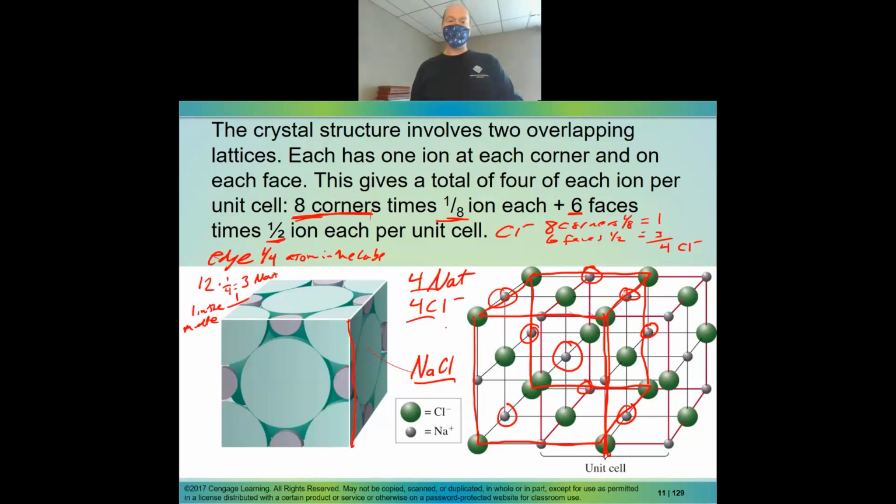All right, so you need to know that if it is on a corner, 1/8 of it is inside the cube. If it is on the face, 1/2 of it. On the edge, 1/4 of it. In the middle, the whole thing is in there.